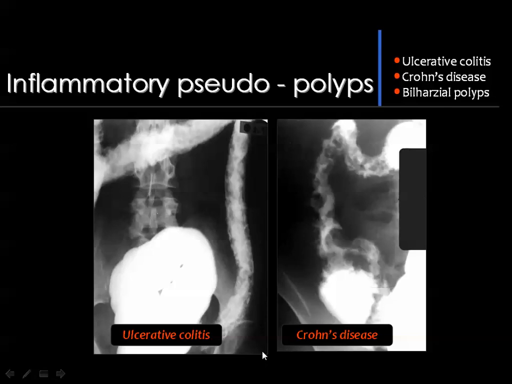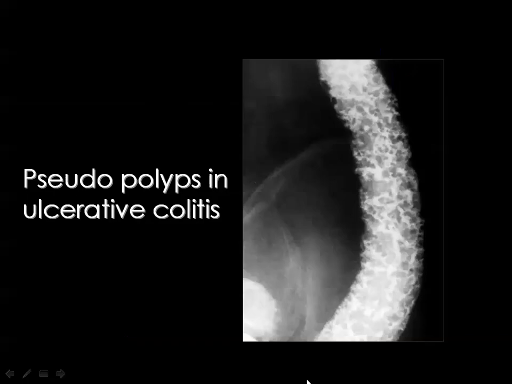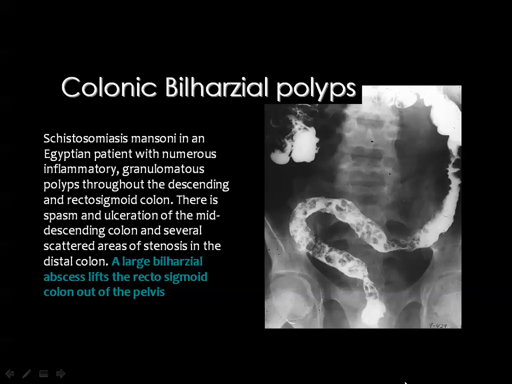The inflammatory pseudopolyps are usually seen in ulcerative colitis and in Crohn's disease. Ulcerative colitis affects mainly the left side of the colon. Crohn's disease affects the right side of the colon, as well as the inflammatory bilharzial polyps. This is the pseudopolyps in ulcerative colitis in the descending colon, and this is bilharzial polyps, which are typically located or confined to the region of the rectosigmoid area.